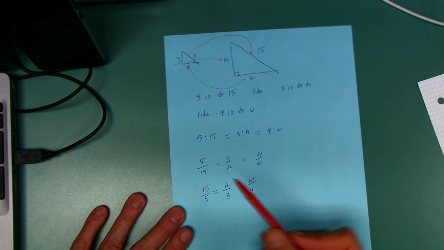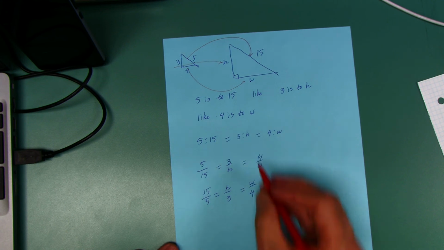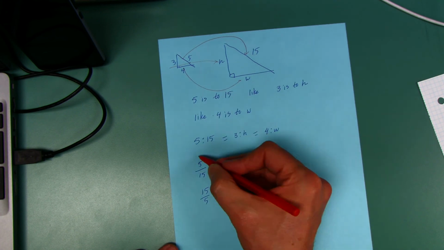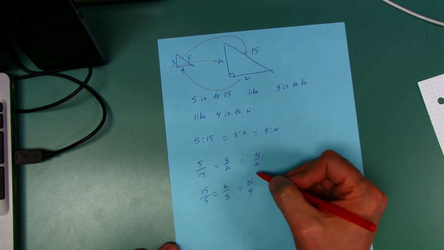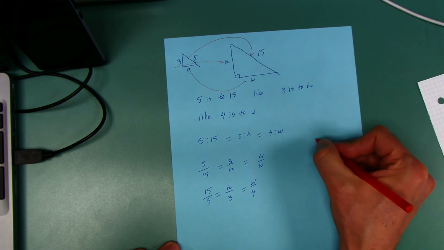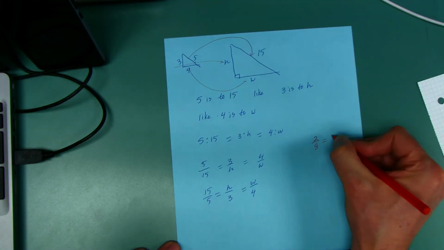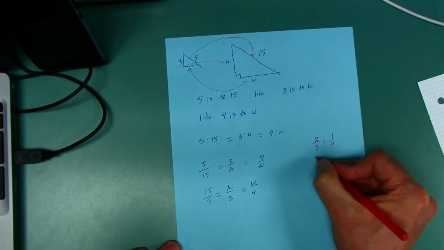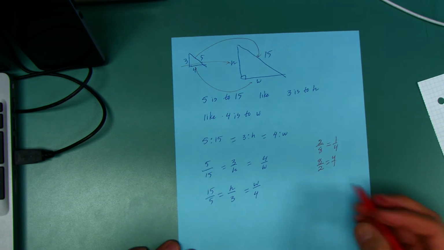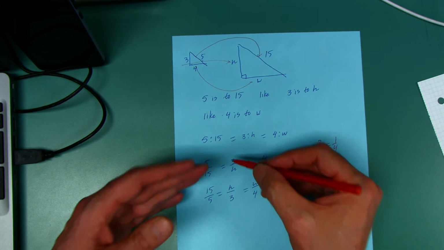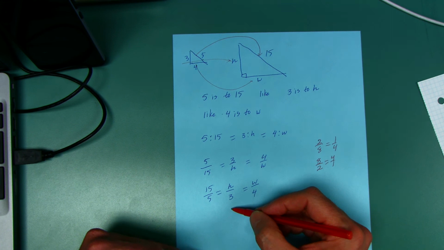Okay, and that's just a ratio, right? 5 is to 15. 5 to 15 is like 3 to H. It's like 4 to W. 5 over 15 is like 3 over H. It's like 4 over W, right? Well, if 2 over 8 is equal to 1 over 4, then 8 over 2 will also be equal to 4 over 1. Okay, so 5 over 15 equals 3 over H. Well, 15 over 5 equals H over 3.